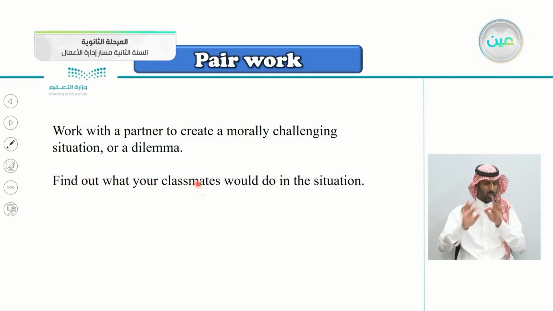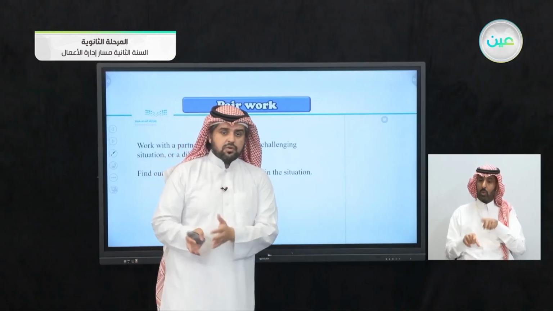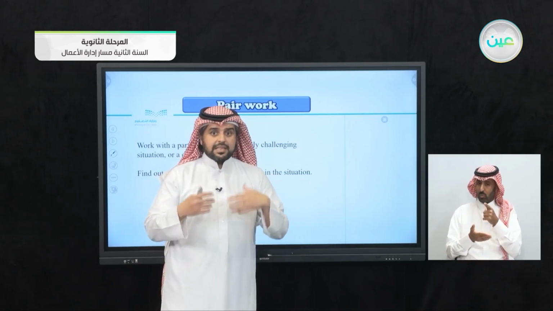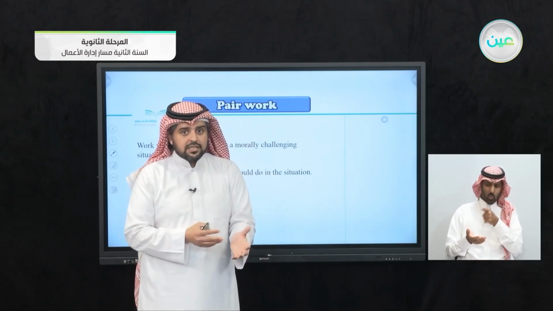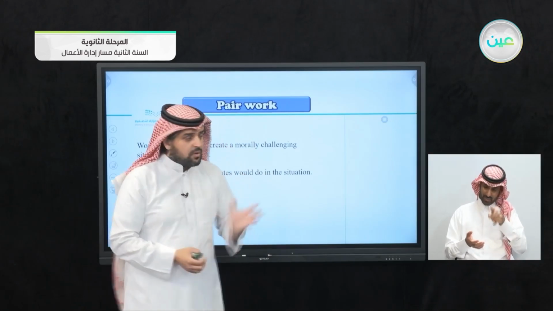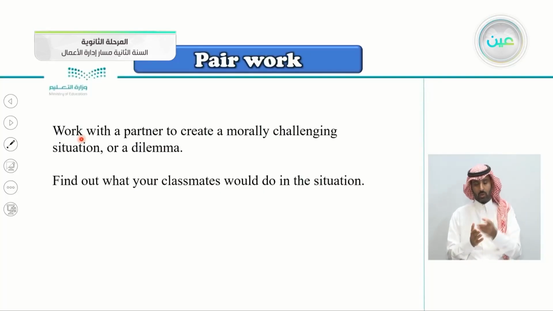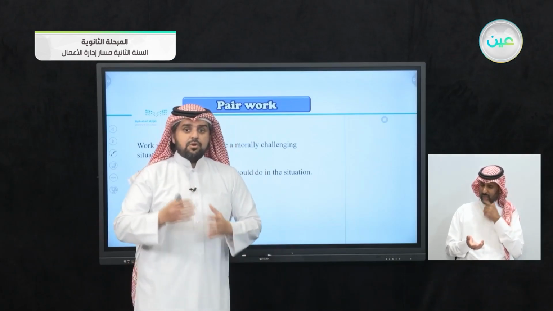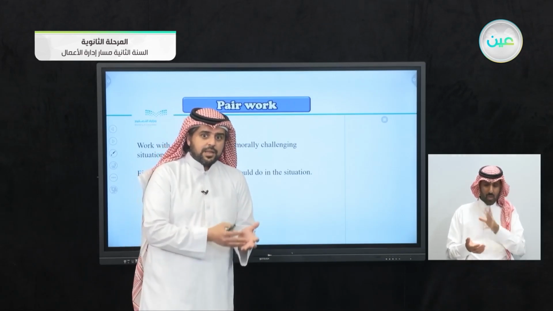Find out what your classmates would do in the situation. So you and your colleague, pair work, you and your friend or colleague, try to come up with a situation that is a dilemma. You don't know what's right or what's wrong to do. As this question says here, work with a partner to create a morally challenging situation, just like the one that we've just listened to at the airport, the one with the old man and his flight. This is morally challenging. You don't know what's the right thing to do.